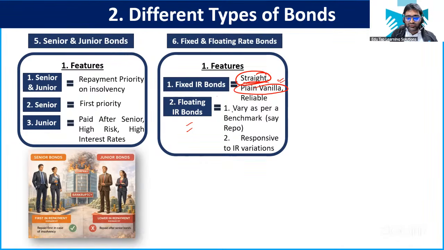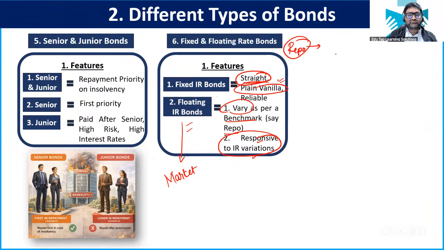Floating interest rate bonds vary as per a benchmark, say repo rate. And they are very market sensitive. You need to be very clear that they are very market sensitive. It is as if you have invested in some shares. You will have to keep checking the variation in the benchmark continuously, so that you do not lose track of the returns that you can get from your bonds. They are very responsive to changes in the interest rate. Let us say repo rate, of course, is slightly fixed.